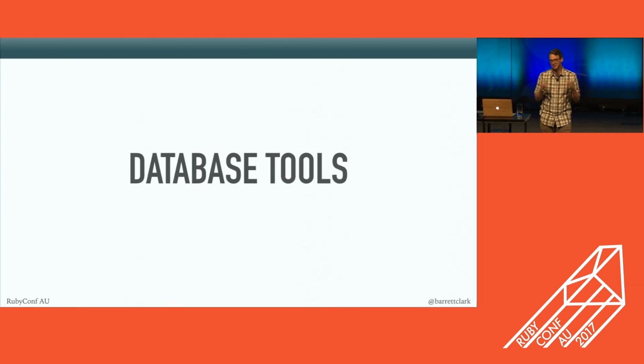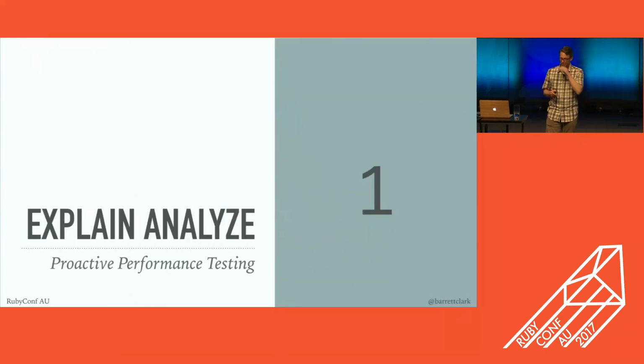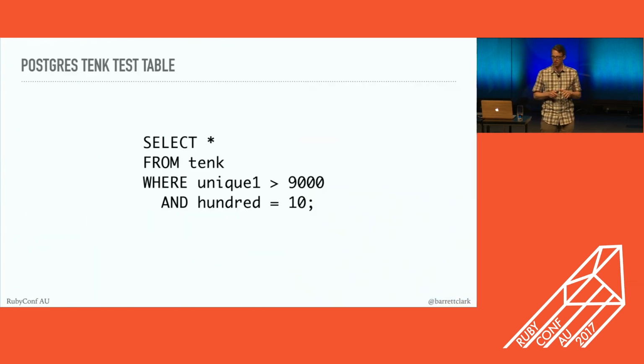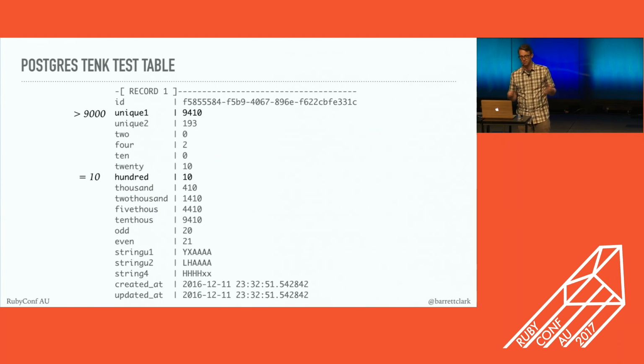To start, let's see what's happening in the database. For the first trick, we're going to see how Postgres wants to execute a query. We have a query here that filters by a couple of fields. This 10K table is a table that Postgres developers use for developing their features and for running benchmarks. It's got 10,000 records, a bunch of different fields. You can see here's one of the records. That unique one field, there's also a unique two. There are 10,000 records, 10,000 unique values. The 100 field has values from 0 to 99, 100 different possible values.